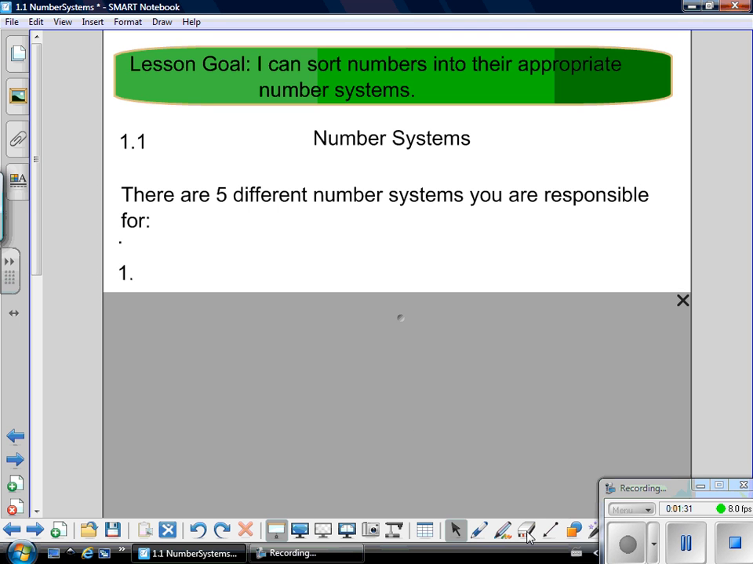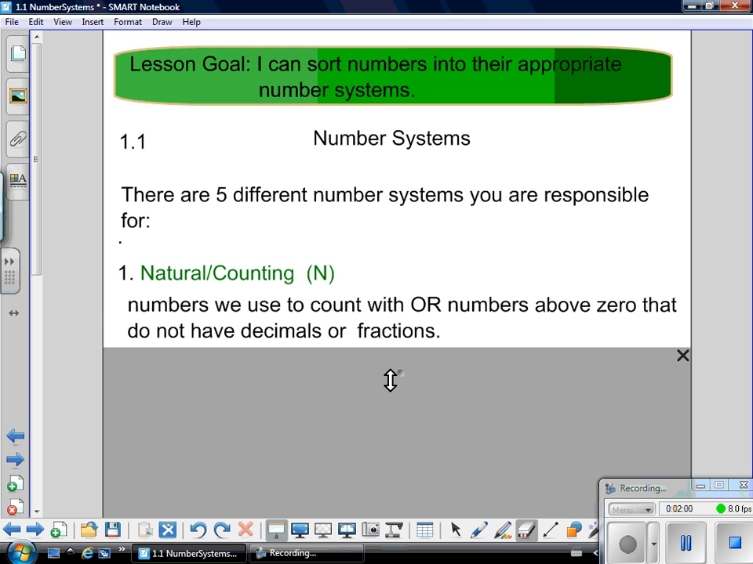Now, the first number system is, I'm going to take you back to when you were a little child, about 3 years old, and someone would ask you, "So how old are you?" And you would hold up your fingers and count each finger. And those are what we call the natural or the counting numbers. We use the capital letter N when we're talking about natural numbers. Natural numbers we use to count with, or numbers above zero that do not have decimals or fractions. So that's what a natural number is.